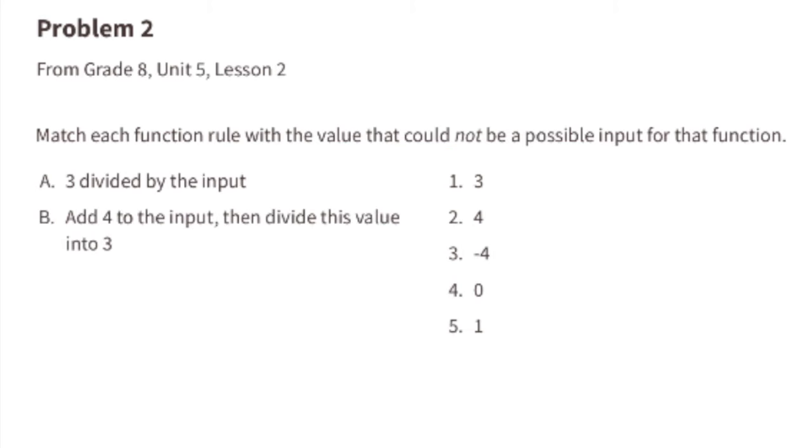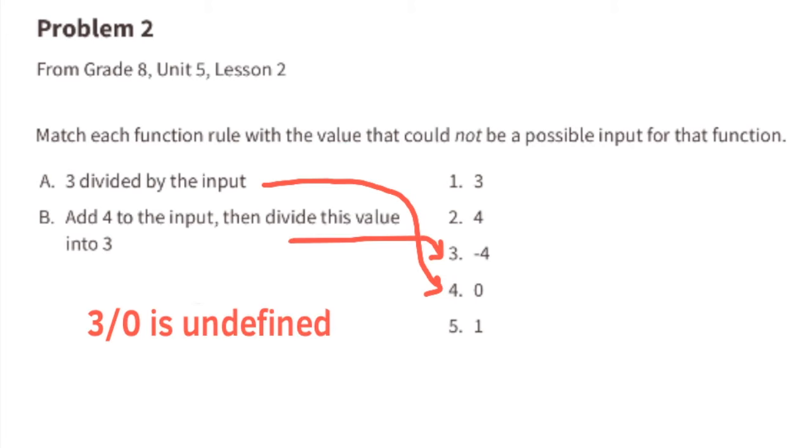B, add 4 to the input, then divide this value into 3. B kind of reminds me of A, when we had 3 divided by the input, and the input was 0. So that was 0 divided into 3. So if we were to take -4 and add 4, then we get 0. 3 divided by 0 is undefined, and therefore it could not be a possible input for that function. So 3, which is -4, is a match for function rule B.